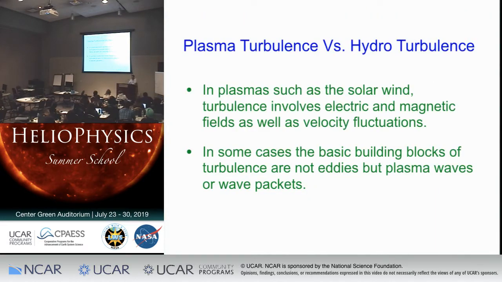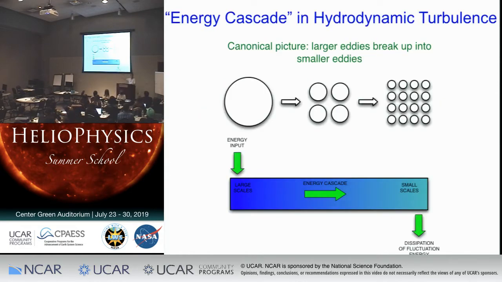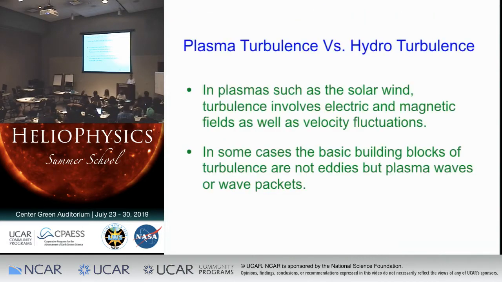Now, in plasmas, as opposed to hydrodynamics, turbulence involves electric fields, magnetic fields, as well as the velocity. And so actually, you'll have electric and magnetic fluctuations spanning a broad range of length scales. Also, the basic building blocks of the turbulence in plasmas are not eddies so much as plasma waves or plasma wave packets or plasma eddies, which include electric and magnetic fields. So it's a bit more complicated than that picture we just saw. But a lot of the ideas from hydroturbulence we can borrow in discussing plasma turbulence, and that's actually very useful to do, and I will do it in the second half of this talk.